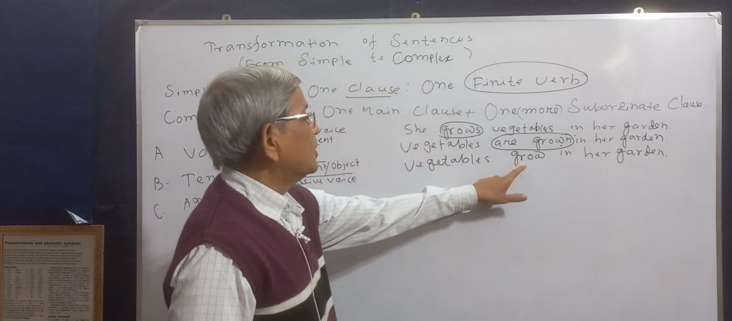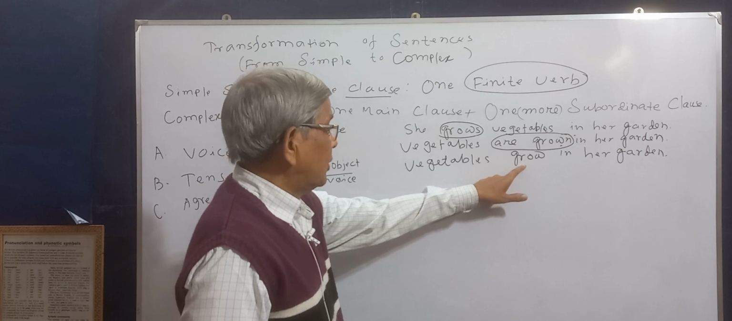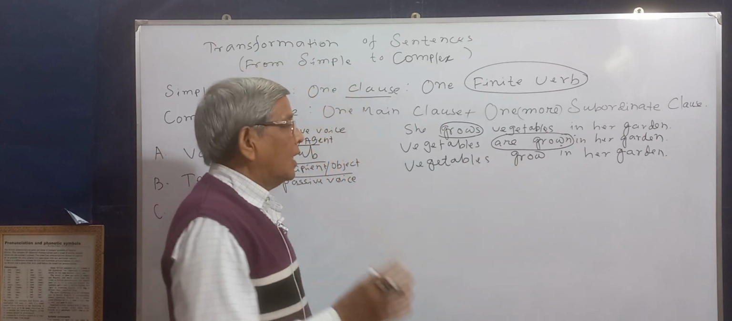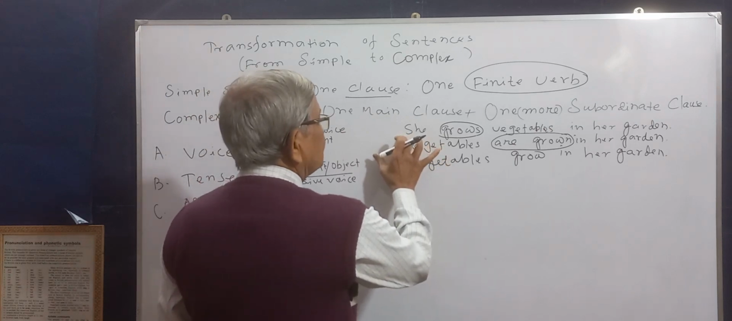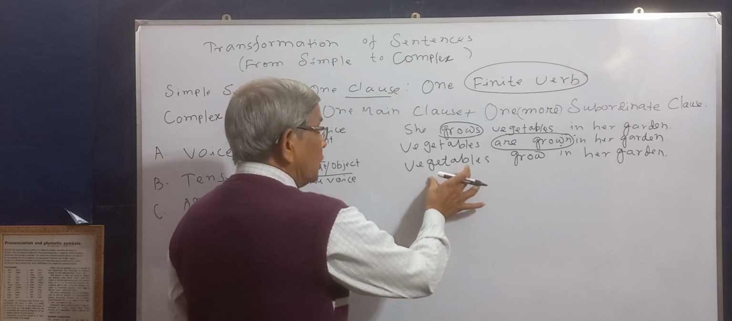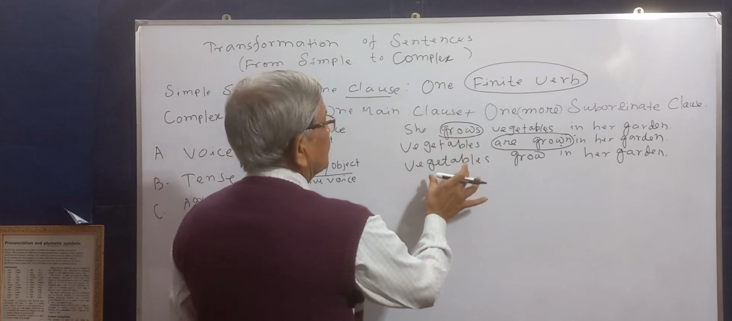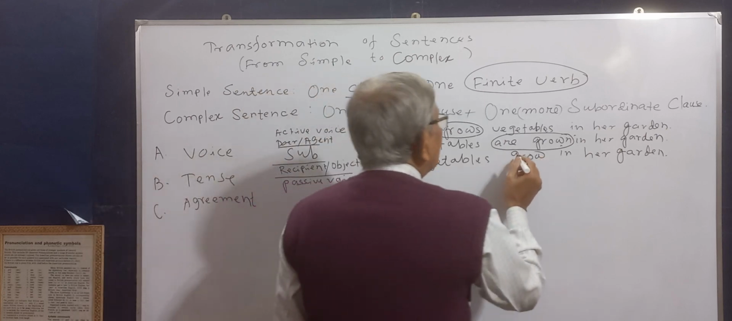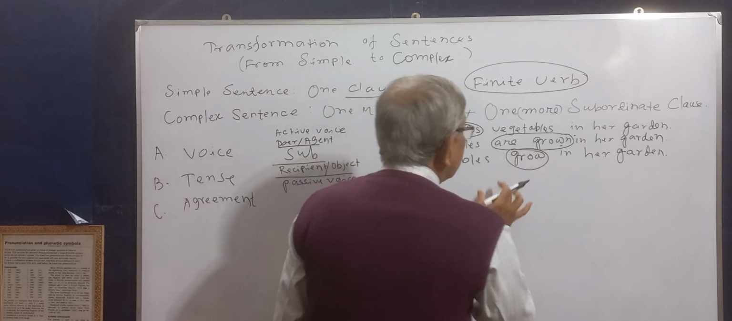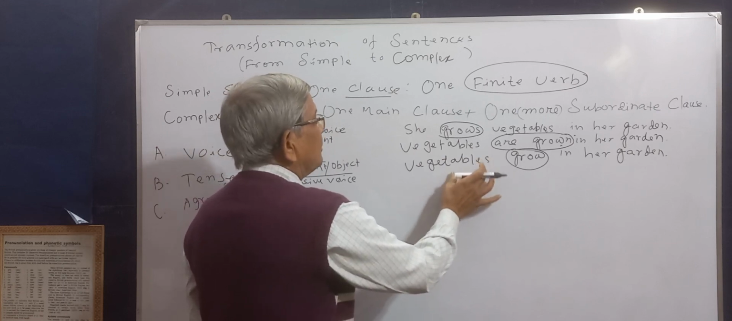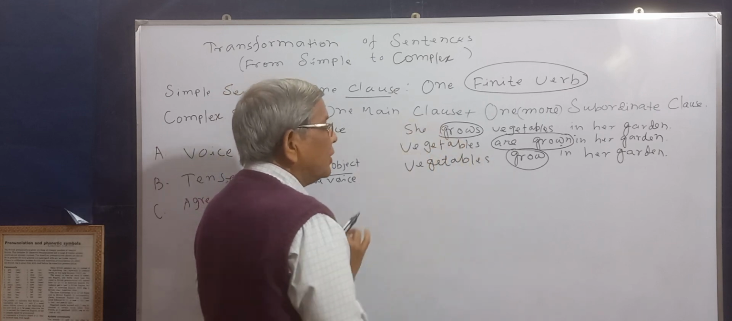In the sentence "Vegetables grow in her garden," the verb is in present simple tense, active voice. But interestingly, our subject is not the doer, but the original object, the recipient of the verb to grow. So though the subject is the original object, the verb is in the active form and it is a correct sentence. And perhaps it is the best one of these three.